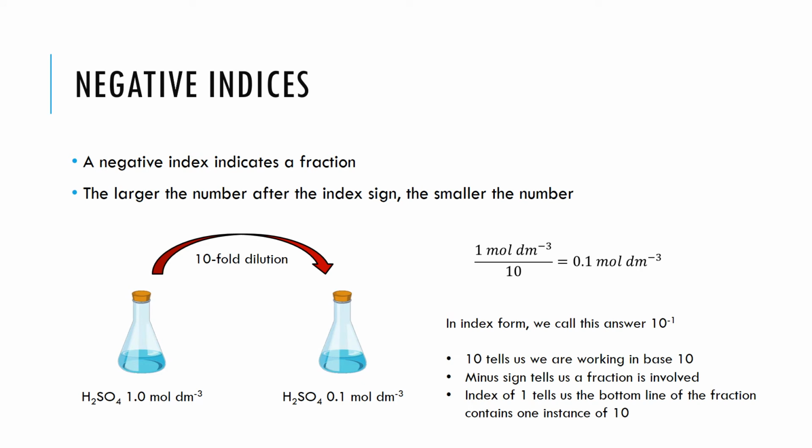If we were to describe that in an index form, we would call the answer 10 to the minus 1. We've diluted the sulfuric acid by 10 to the minus 1. The 10 tells us that we're working in the base of 10. The minus sign tells us that there's a fraction involved, because remember, a negative index indicates that a fraction is involved. And the index of 1 tells us that the bottom line of the fraction contains 1 instance of 10. So it's a simpler way of representing the calculation that I showed you initially, 1 over 10.